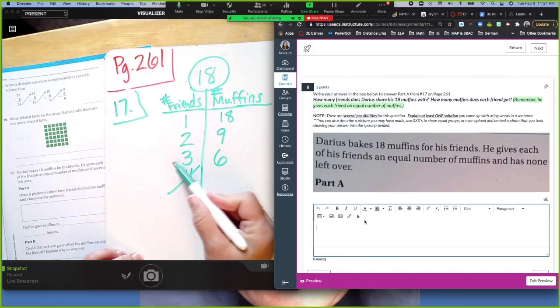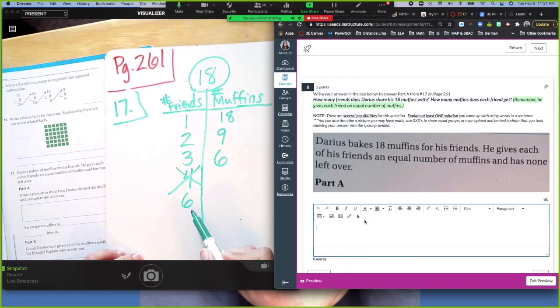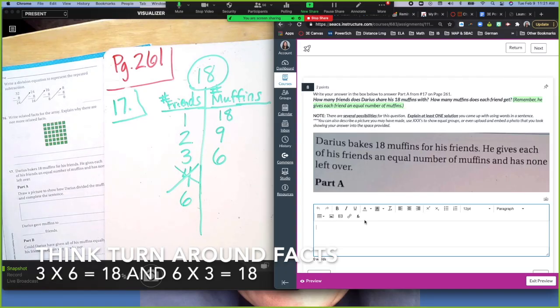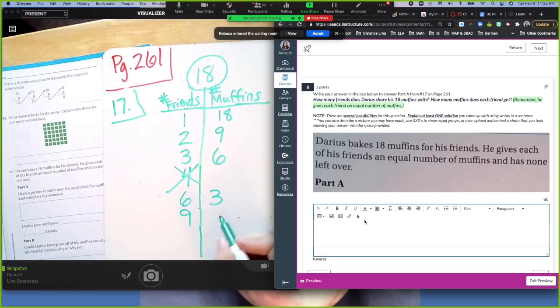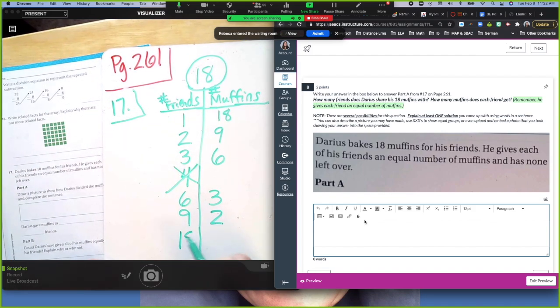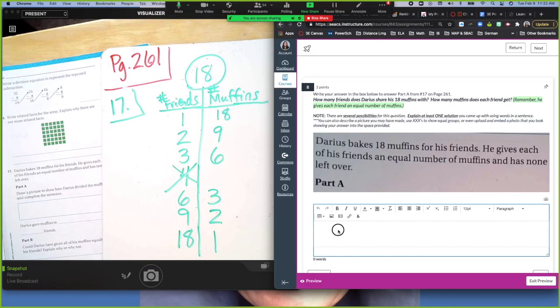But you could flip these around. You could have 6 friends. If he had 6 friends, how many muffins would each friend get? You could just flip it around. Each friend could get 3 muffins. What if he had 9 friends? If he had 9 friends, how many muffins would each friend get? 2 muffins. And if he had 18 friends, then he had a big party, then each friend would get just 1 muffin. So any of those would be correct answers. Put 1, 2, 3, if I want to show my muffins, 3 muffins to 6 friends.